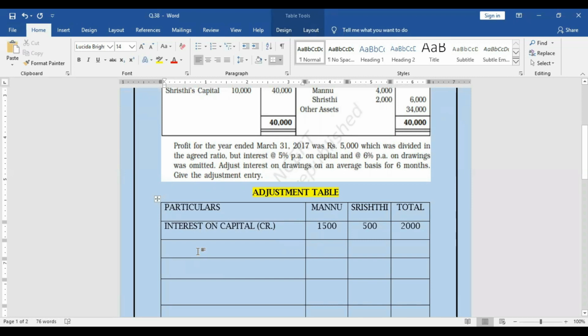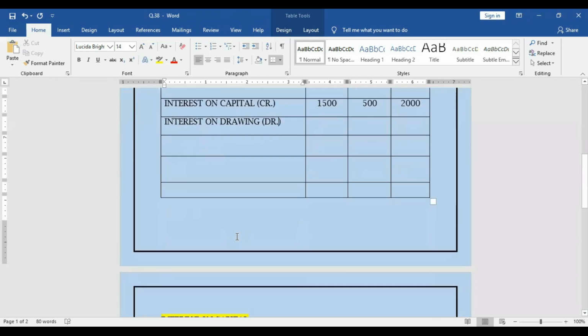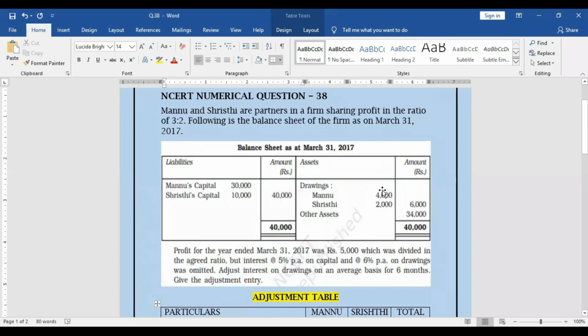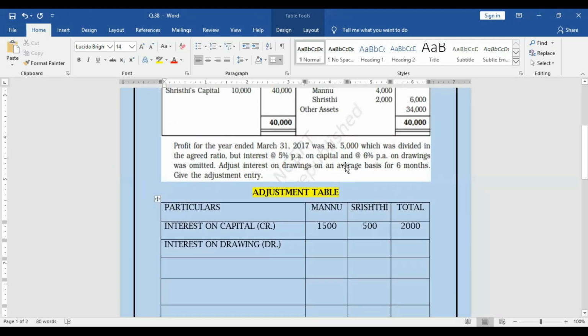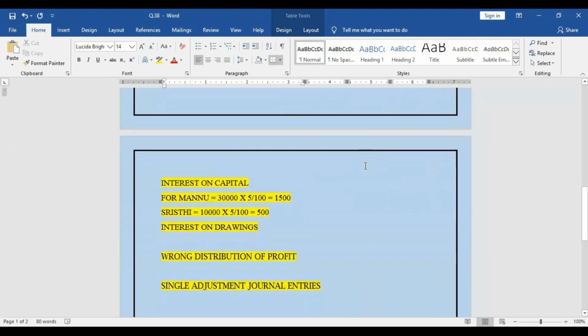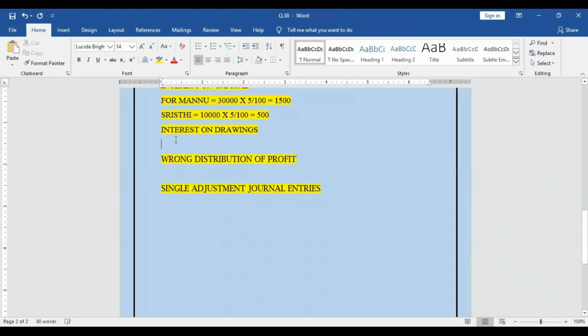Next one, interest on drawings omitted. Interest on drawings has to be debited in the partner capital account. It was not done, so there is a short debit that we have to debit. They have given that Manu's drawings are 4,000 and Srishti's are 2,000, and the rate of interest is 6%, for an average of 6 months. So interest on drawings.